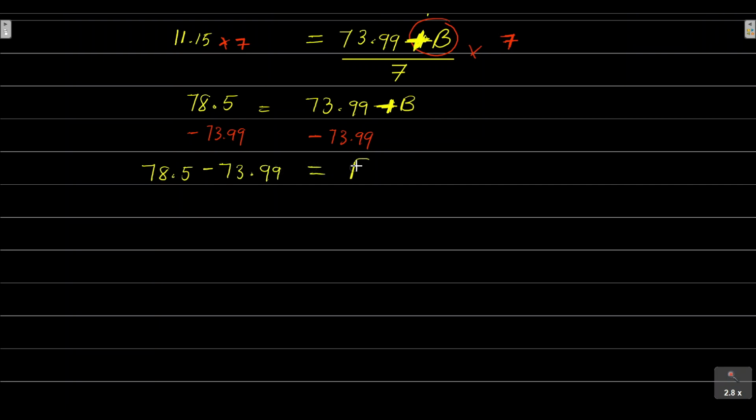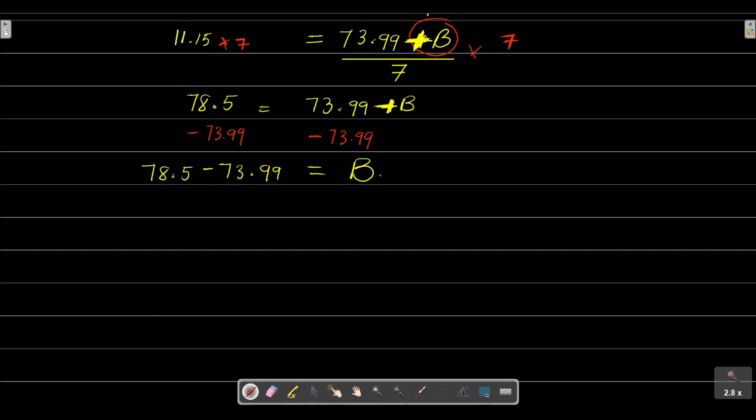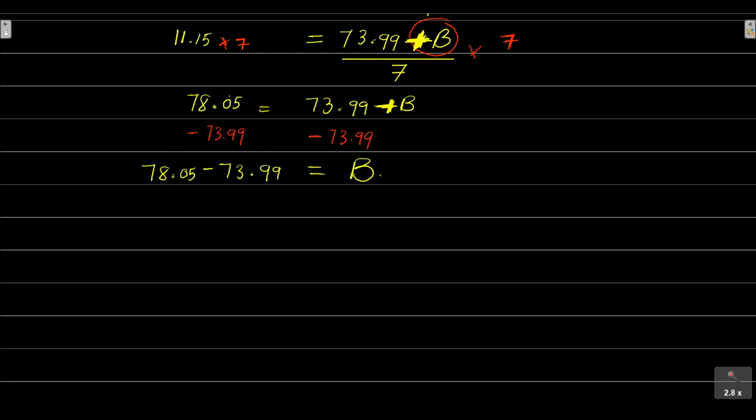That will be equal to B. So now we've isolated our B. Okay, so if you take 78... I made a silly mistake here. This is supposed to be 0.5. So if you punch that into your calculator, 78.05 minus 73.99, you'll get 4.06, which is equal to B.